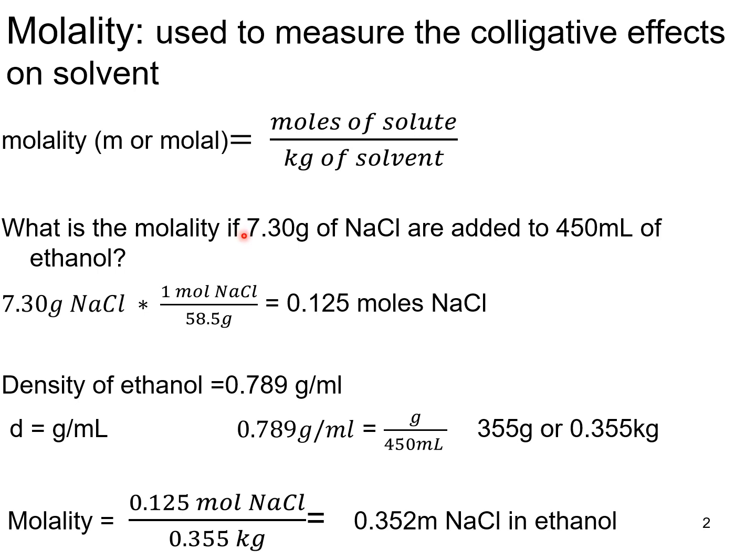So what is the molality if 7.3 grams of NaCl are added to 450 milliliters of ethanol? First things first, we have to find the moles of solute, which is the NaCl, the smaller amount. Again, from the periodic table, I find that NaCl is 58.5 grams for every mole. So 7.3 grams divided by 58.5 grams per mole gives us 0.125 moles of NaCl.